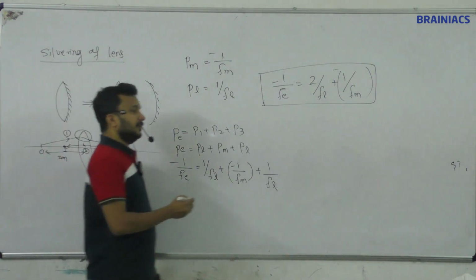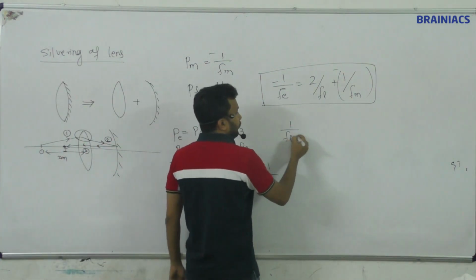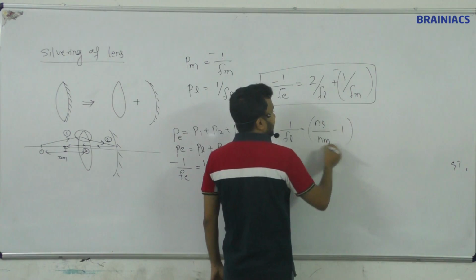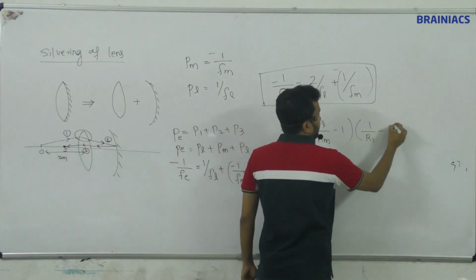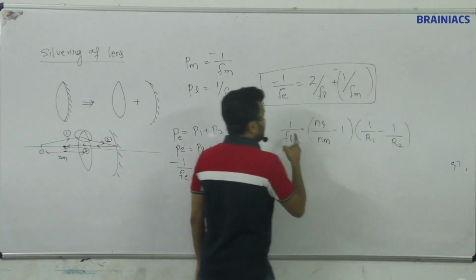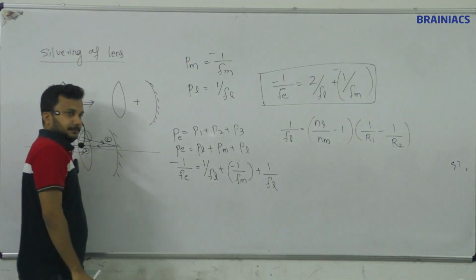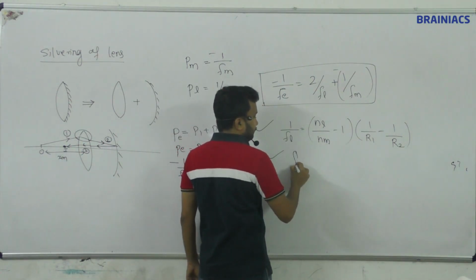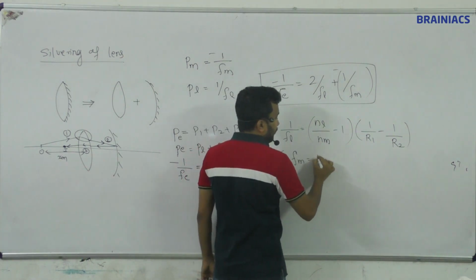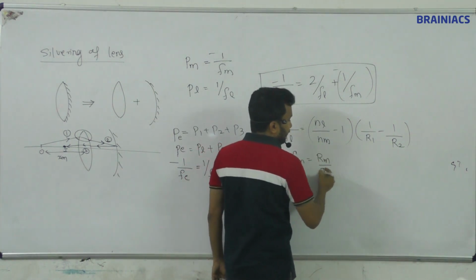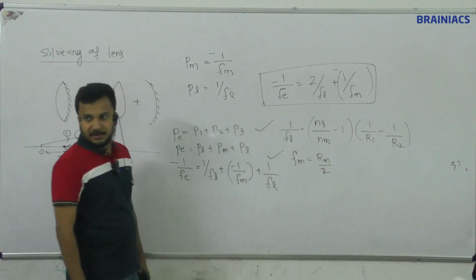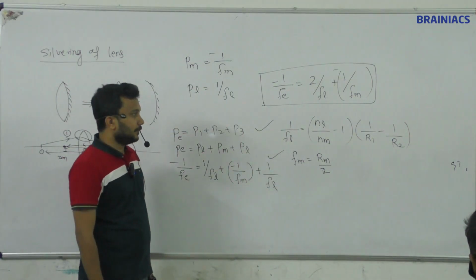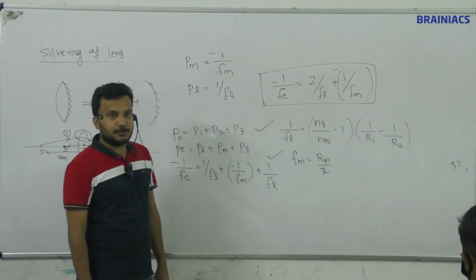For the lens, the formula is 1 by FL equals the refractive index of lens divided by refractive index of medium, minus 1, into 1 by R1 minus 1 by R2. This formula we first apply and then substitute there. This is for 1 by FL. Similarly, what is it for FM? FM equals Rm divided by 2, where R is the radius of curvature of the mirror, and the focal length is half of Rm. For a concave mirror, is the radius of curvature positive or negative?